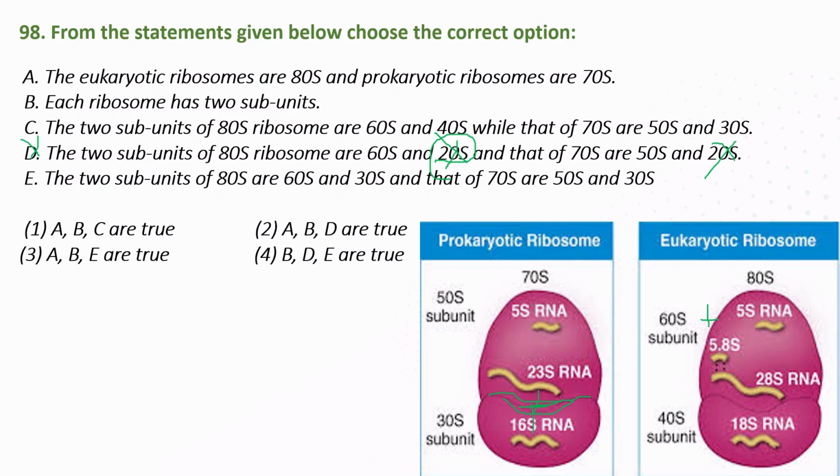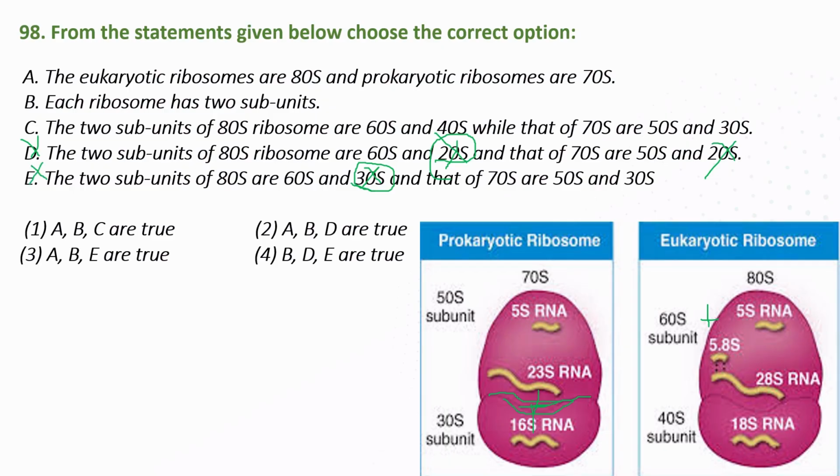And if you move on to the last option, they are saying the two subunits of 80s are 60s and 30s. It's not 30s actually, it is 40s, right? Why? Because some of the subunit is mixed with the others, so that's why it is not 30s. And the set of 70s are 50s and 30s. This is right, but this is wrong. That's why this option is also wrong.